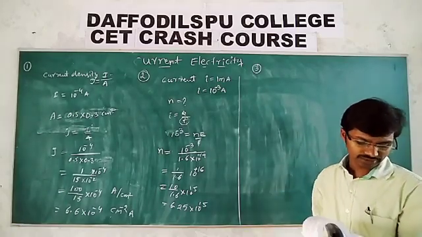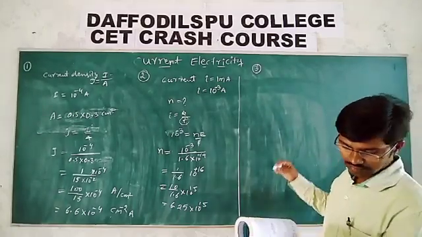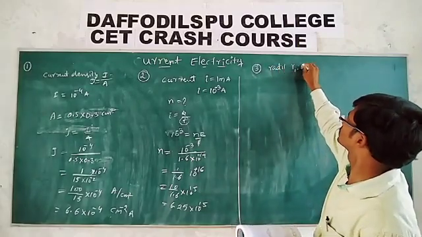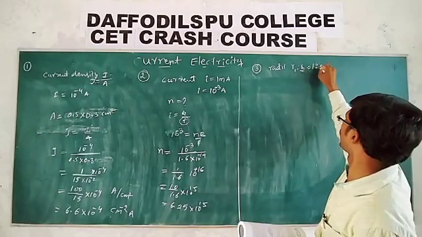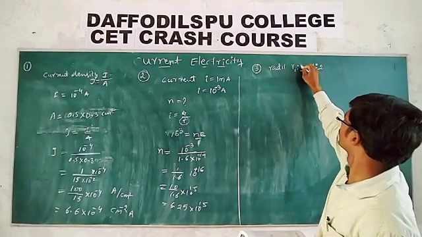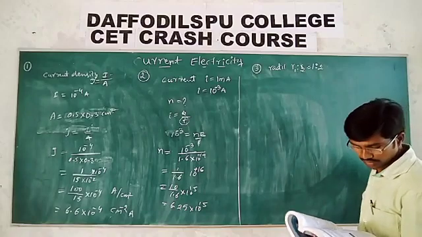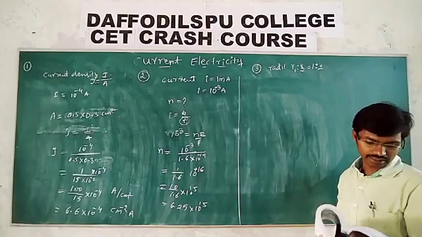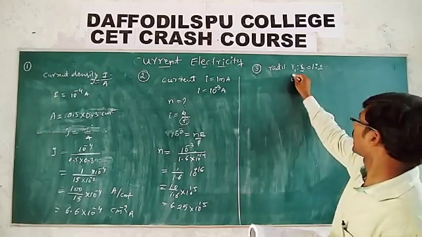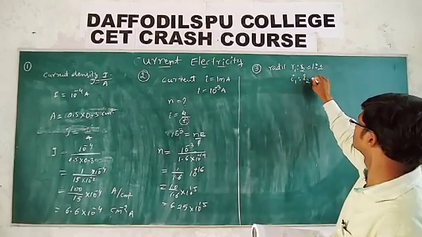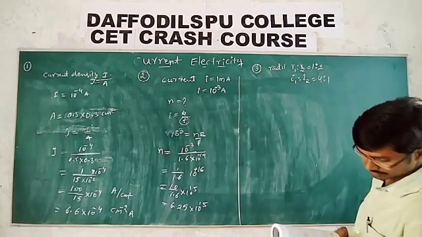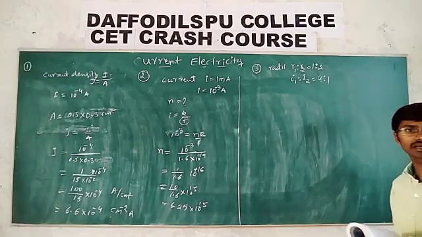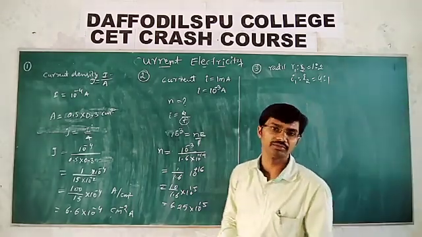Two wires A and B of the same material having radii in the ratio 1:2. Radii R1 is to R2 is equal to 1:2. And carry current in the ratio 4:1. I1 is to I2 is equal to 4:1. Find the ratio of drift speeds of electrons in A and B.